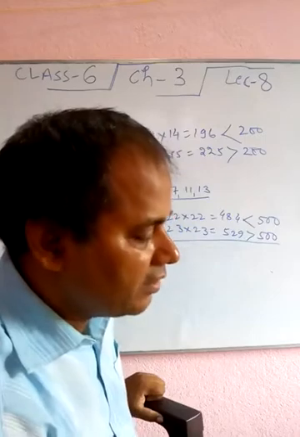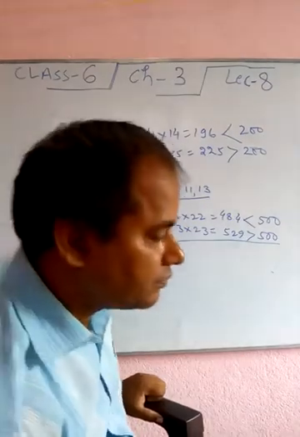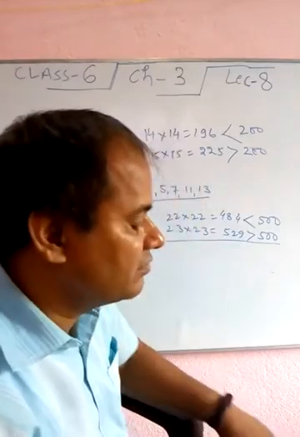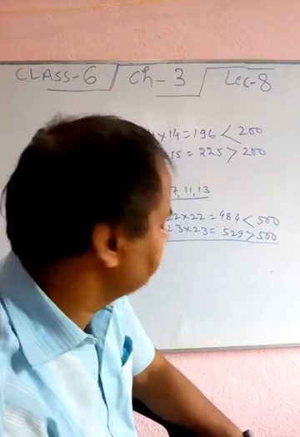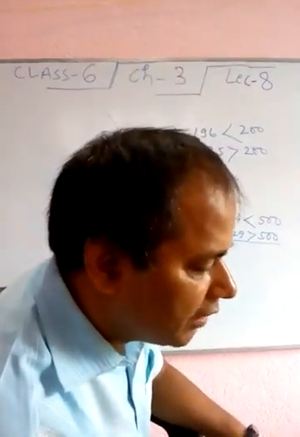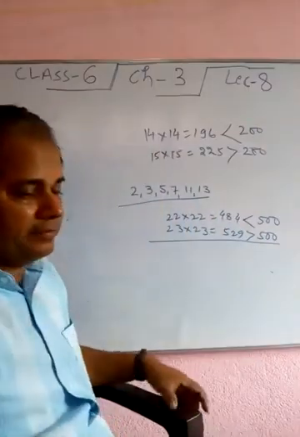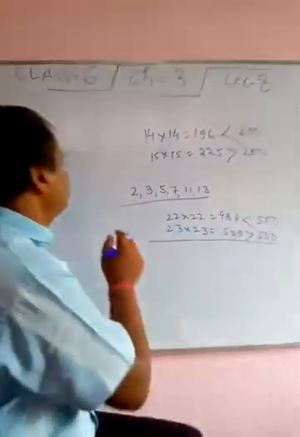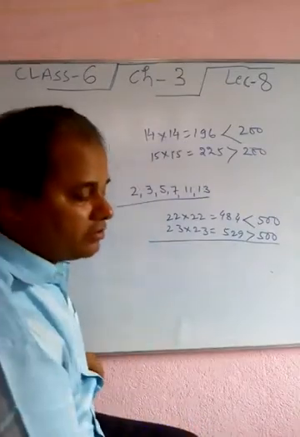Now let us consider some examples. Example number 12. Which of the following numbers are prime and which are not? The first one is 73, whether it is prime or not.